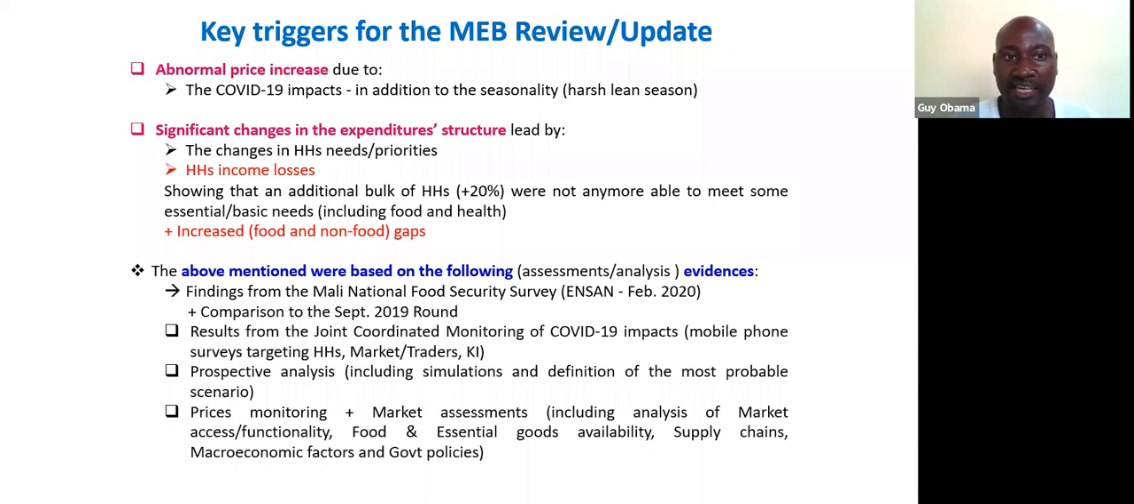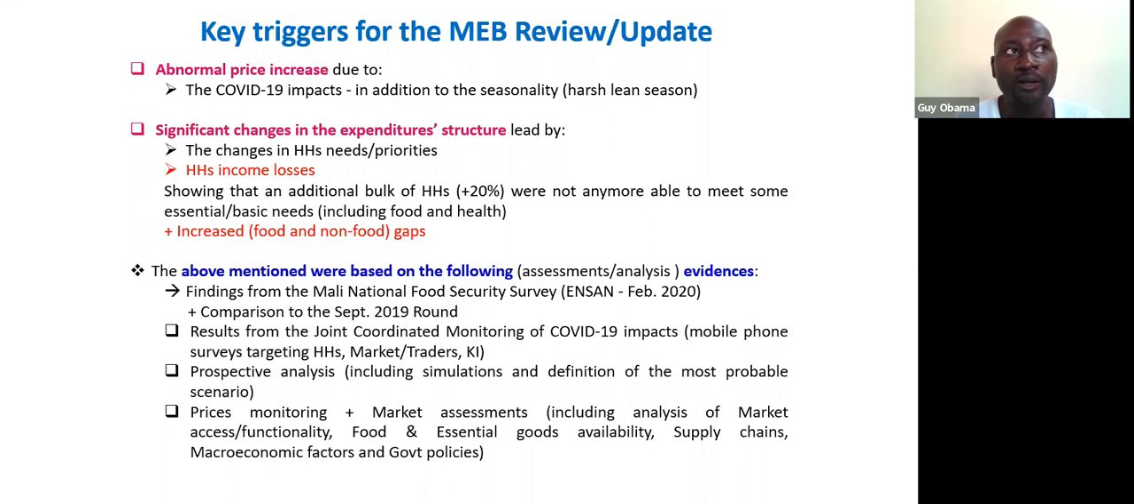So taking into account this reduction of income, this increase of the price, and also the fact that the households need to adjust to compensate, we saw also an increase in terms of the gaps, food and non-food gap. I will come back to that in the next slide.